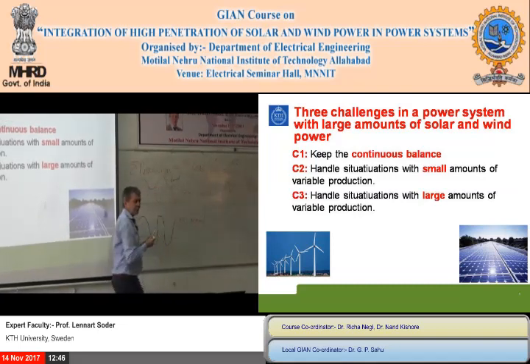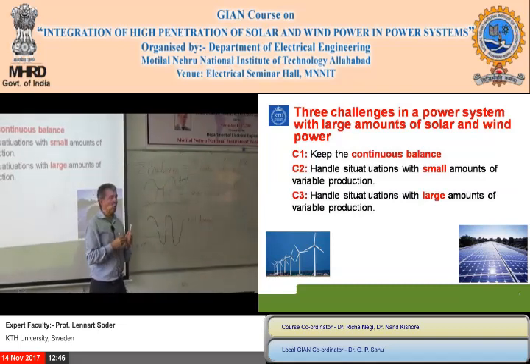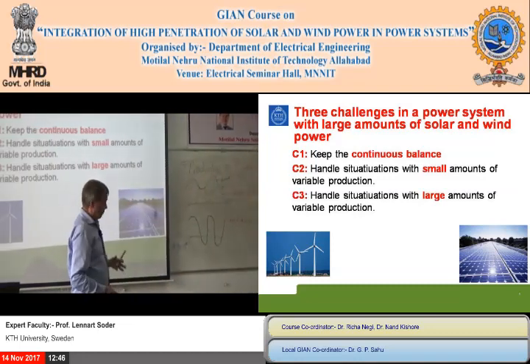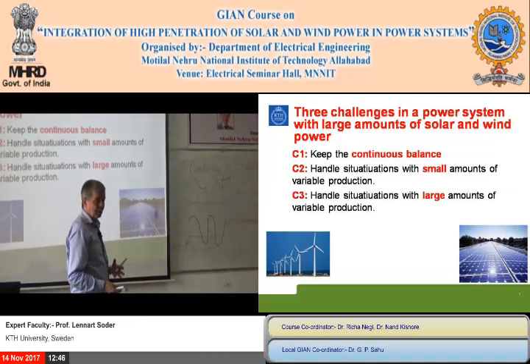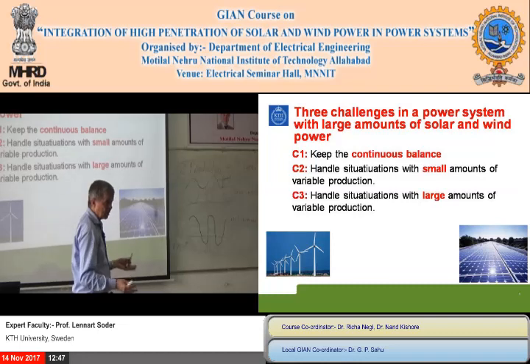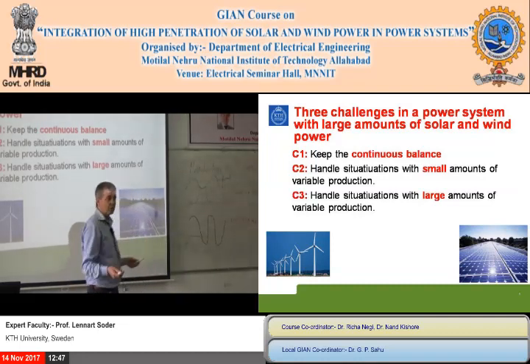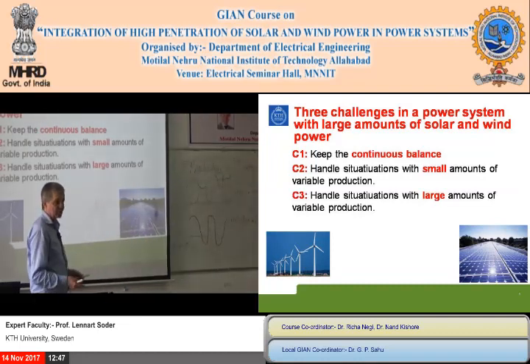Is this possible? This means that the whole demand in a country is covered by only solar and wind. How do you keep the margins in the system if you suddenly get an outage in the line? Where do you keep the margins? How do you handle this situation? How do you keep the frequency in the system where you have power plants that don't have synchronous machines? How do you keep the voltage in the system?